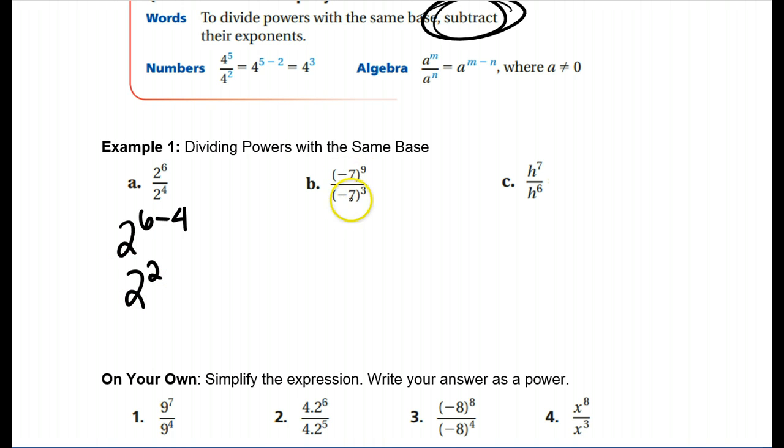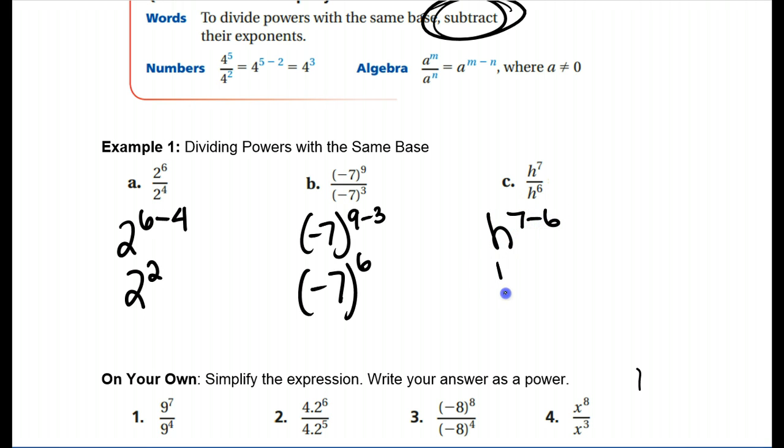Same thing with B, -7 and -7. My bases are the same. So all I would do would be -7 to the 9 minus 3. You would subtract. And this would be -7 to the 6th power. C, bases are the same, so I can subtract. H to the 7 minus 6 is h to the first power, or you can just say h. And that's it for example 1.